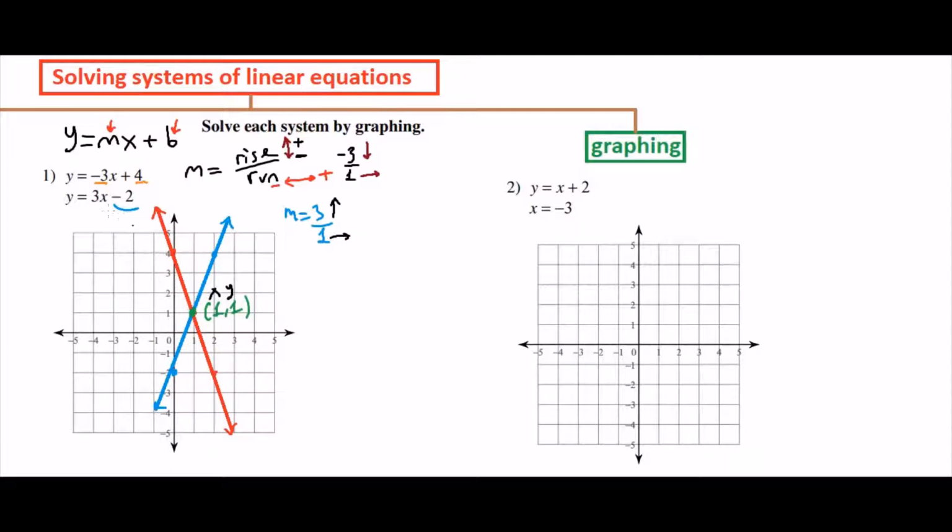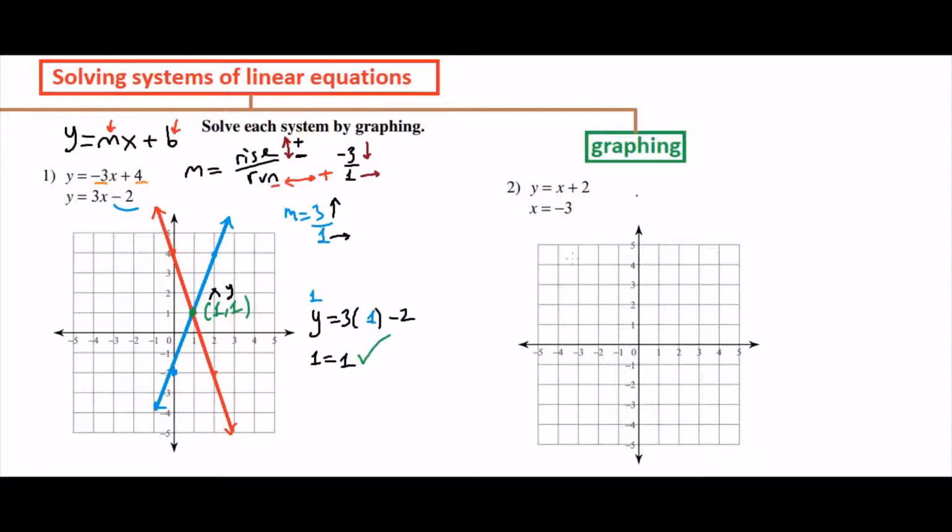If you plug in x value 1 and y value 1, that satisfies both equations. Let's do one of them. So y equals 3 times x minus 2. Instead of x, we're going to write 1. And instead of y, we're going to write 1 as well. So 1 equals 3 times 1 is 3, minus 2 is 1, and 1 equals 1. So that is correct.